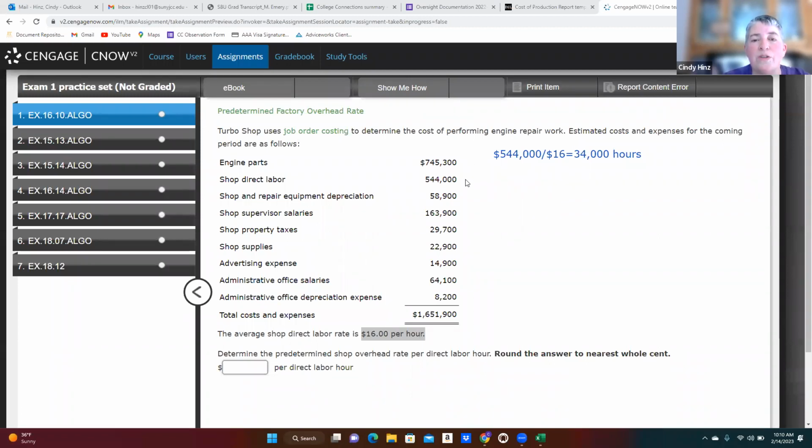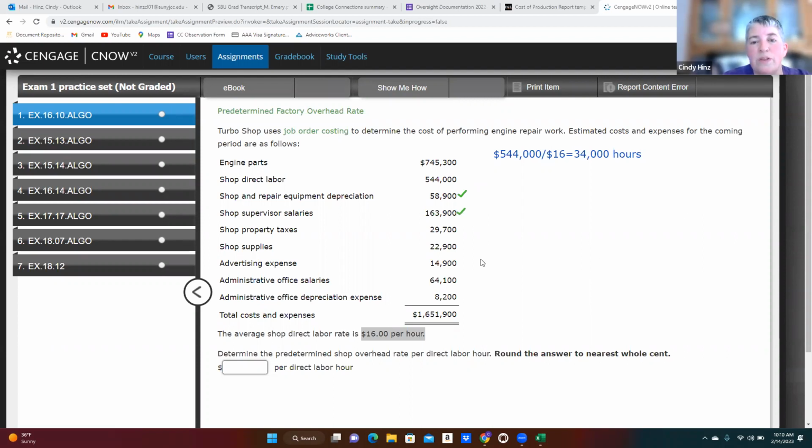The same thing is true for the direct labor. So the engine parts would be what we call direct materials. Then we have the direct labor. Shop and repair equipment depreciation, that would be an indirect cost. It's definitely part of the cost of doing the engine repair work, but it's hard to trace to a specific product or batch of products.